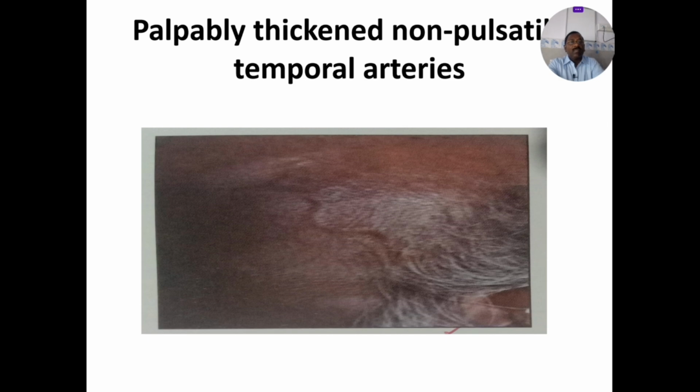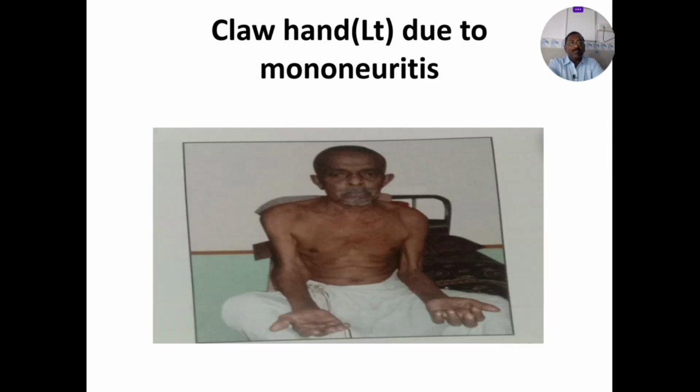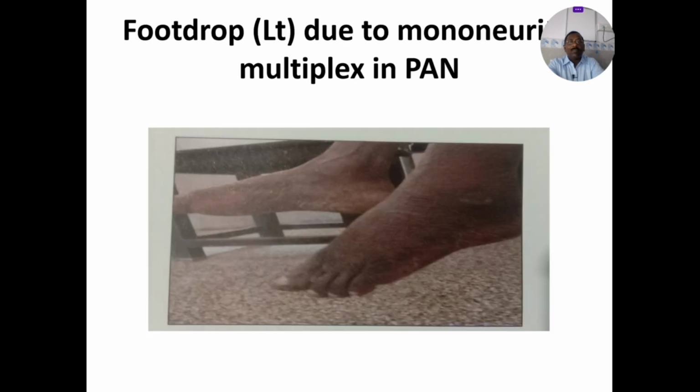See the palpable thickened non-pulsatile temporal arteries. Claw hand due to the mononeuritis multiplex. Foot drop, again the mononeuritis multiplex. In the palm, polyarteritis nodosa.